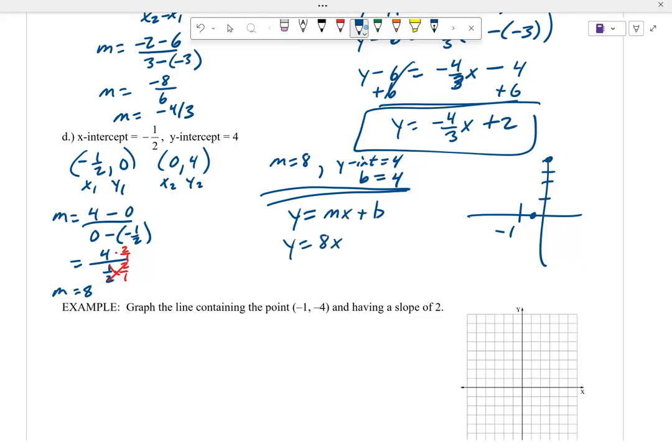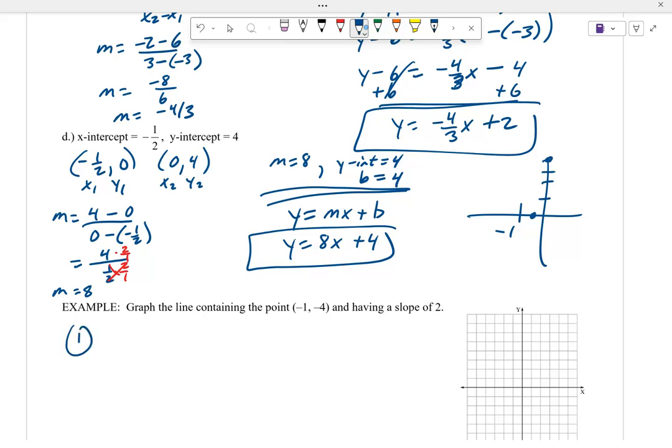I have a slope of 8. I have a y-intercept of positive 4. There's that equation, right? If you want to use point slope, you could also use point slope on that one. Now let's go ahead and graph with a point and a slope.